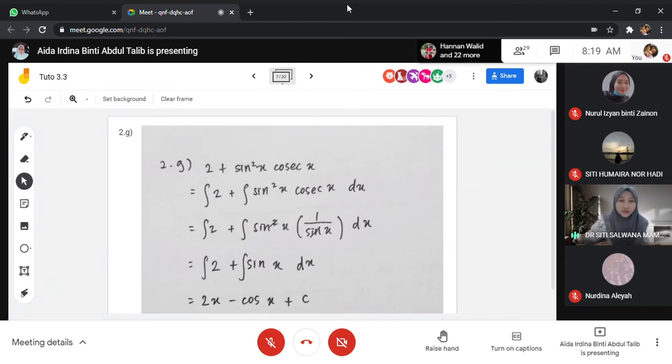So cosecant you guna identity lah, which is 1 over sin, and then sin square divide by sin ni. Okay, you dapat sin lah, so you integrate sin, you dapat negative cos. Yang depan ni so you integrate 2, you akan dapat 2x. Okay, boleh tak? Cuma je lah Humaira, ni you punya 2 ni you integrate with respect to x lah kan. So dx, so dx you tertinggal lah kat sini semua ni.